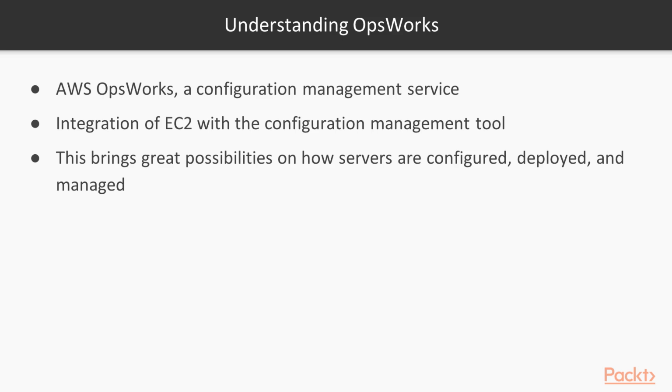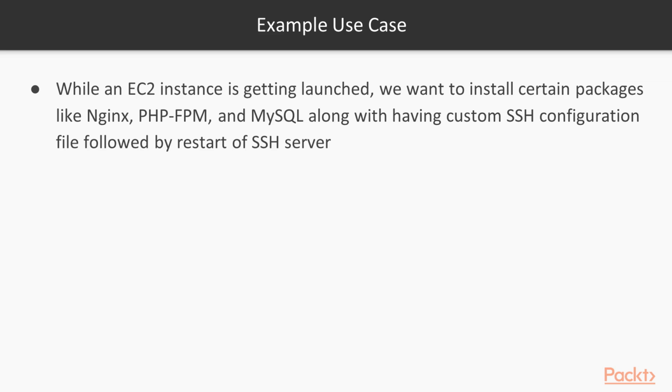Now, as we have discussed, one of the primary advantages of AWS OpsWorks is that we can directly integrate whatever Chef recipes or Puppet scripts that we write with the OpsWorks platform. So let's understand this with a use case where you have an EC2 instance which is getting launched. After the EC2 instance gets launched, you want to do various application layer provisioning, like you want to install Nginx, you want to install PHP, FPM, MySQL packages. Along with that, you need to have a custom SSH configuration. After that, you want to restart the SSH server.